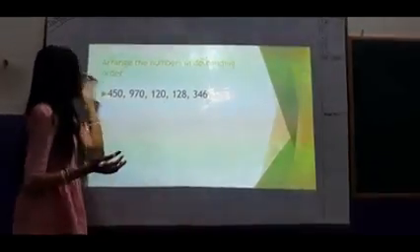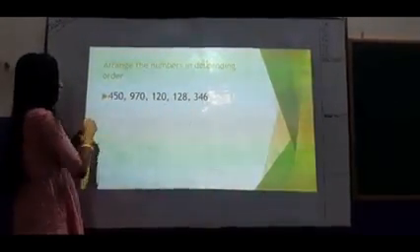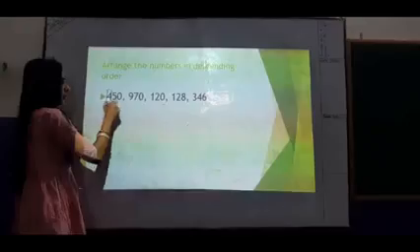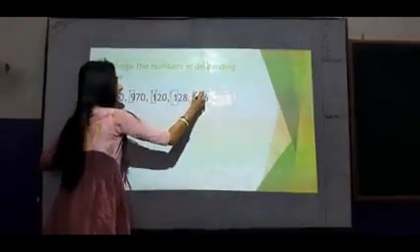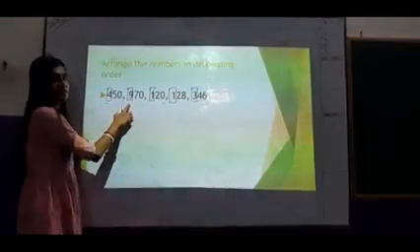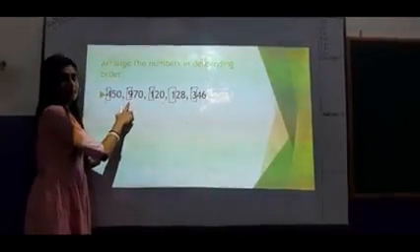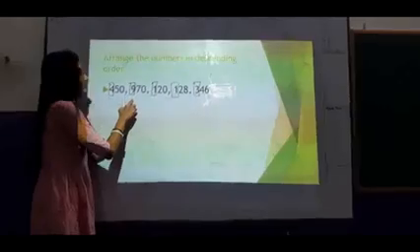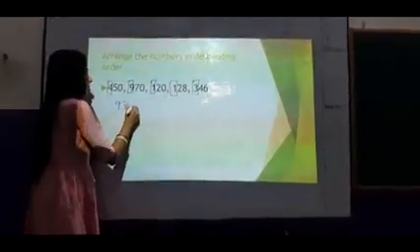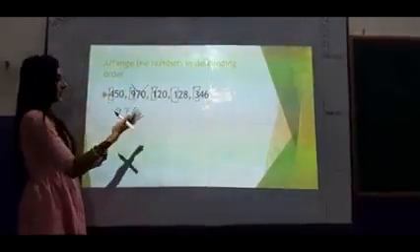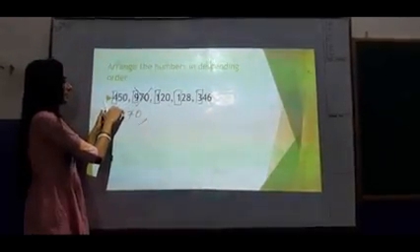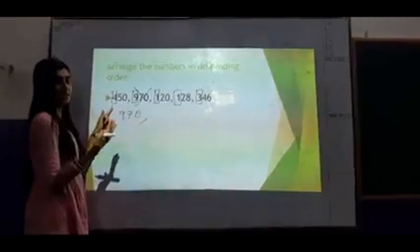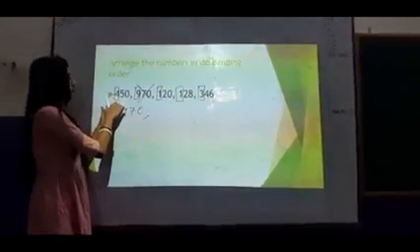So let's check. First one is 450. 4, here 9, here 1, here 1, here 3. So obviously you can check from the hundreds place. 9 is the biggest. So obviously the biggest number is 970. Now after 9 you can easily find out what the next biggest number is, that is 450.